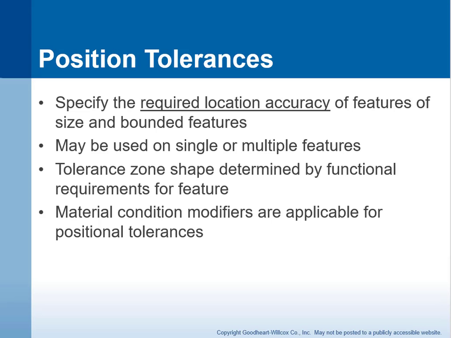What are position tolerances? Position tolerances are specified to get the required location accuracy of features of size and bounded features. These may be used on multiple or single features, and the tolerance zone shape is determined by the functional requirements for the feature. Material condition modifiers are applicable for position tolerances, and we're going to discuss those in detail.